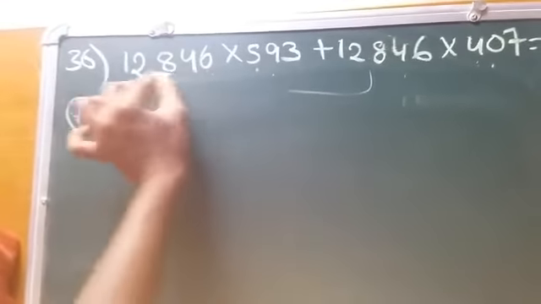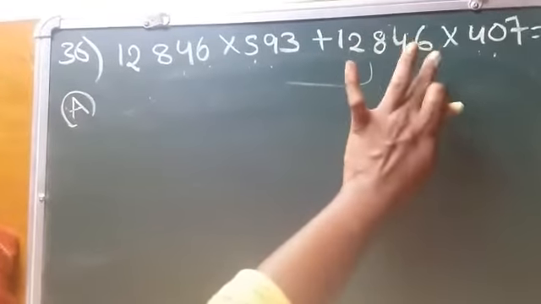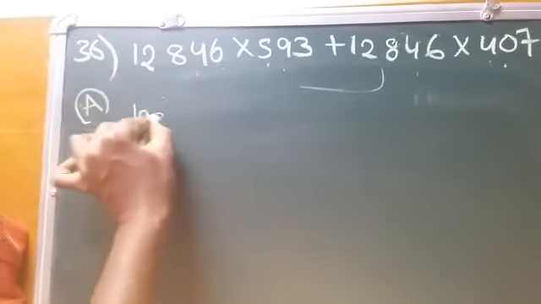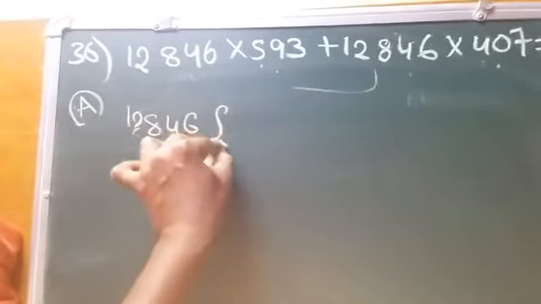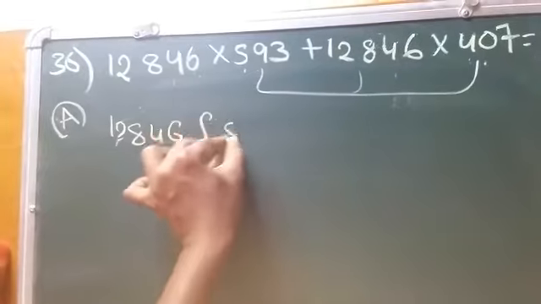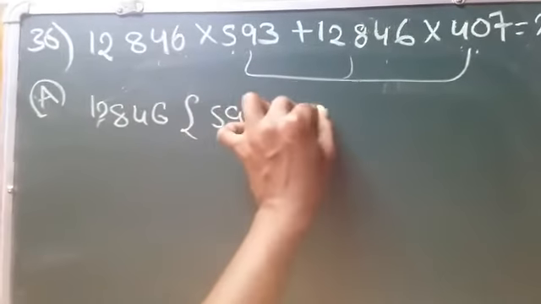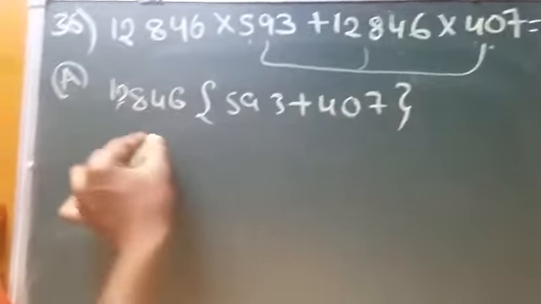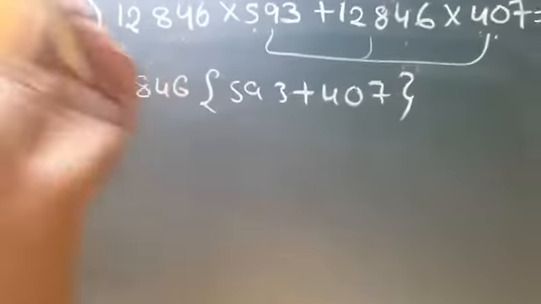Observe the given question. There is a common number 12846. So take 12846 as common. Add these two numbers 593 and 407. After adding, multiply with 12846. You will get the answer.